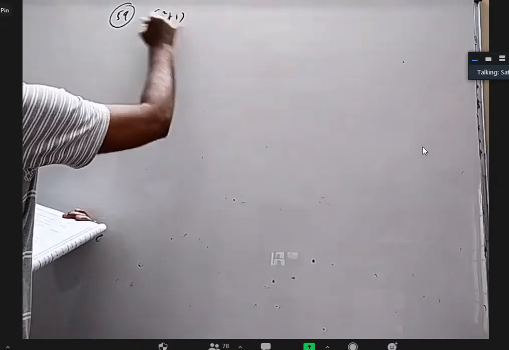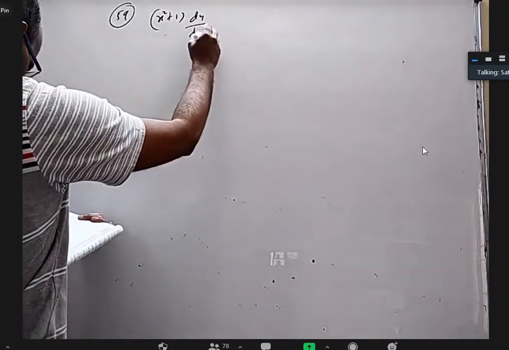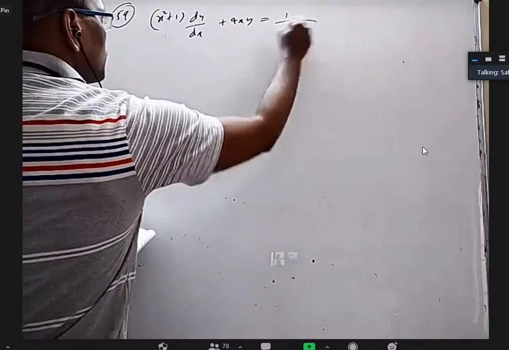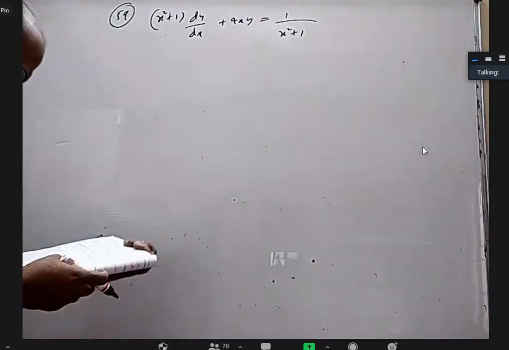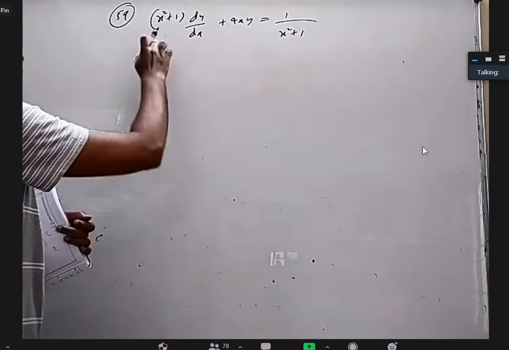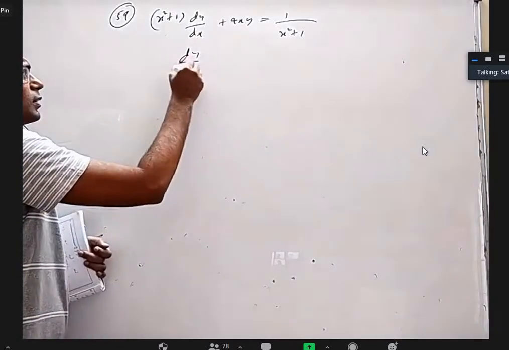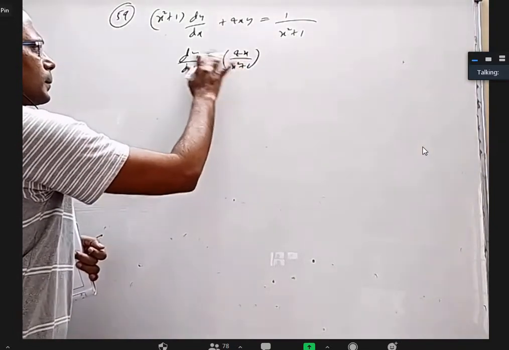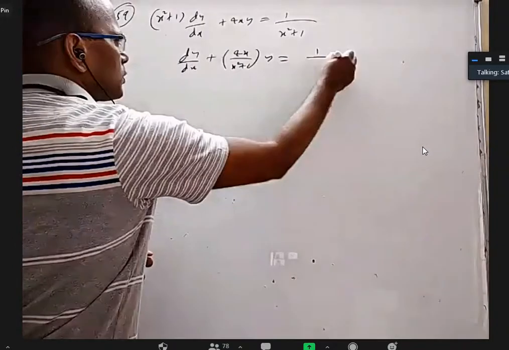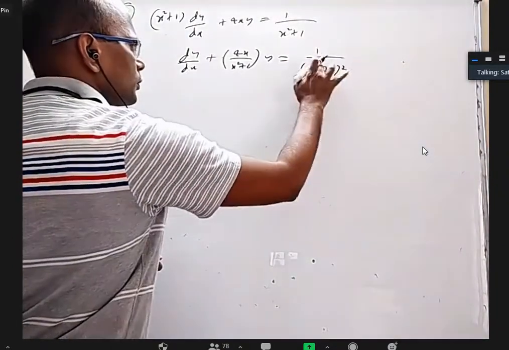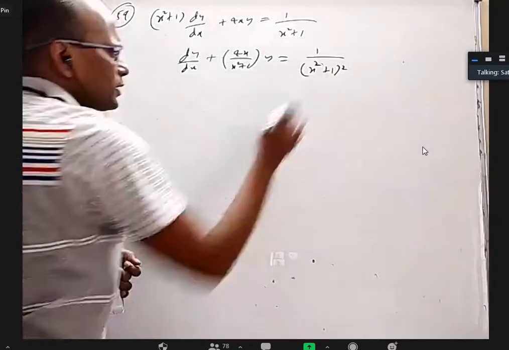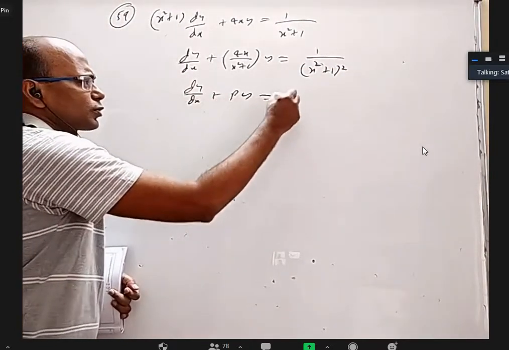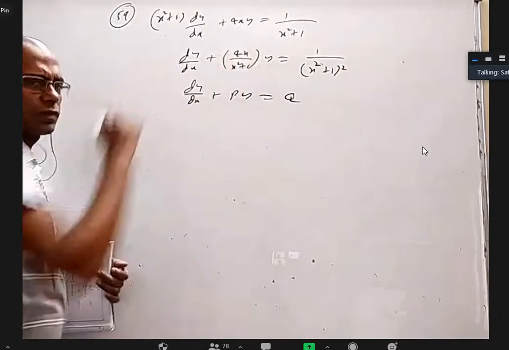The question is (x square plus 1) into dy by dx plus 4xy equals 1 by x square plus 1. If I divide by x square plus 1, we get dy by dx plus 4x by (x square plus 1) into y equals 1 by (x square plus 1) whole square. Now it is nicely in the form dy by dx plus Py equal to Q, where P is a function of x and Q is a function of x.